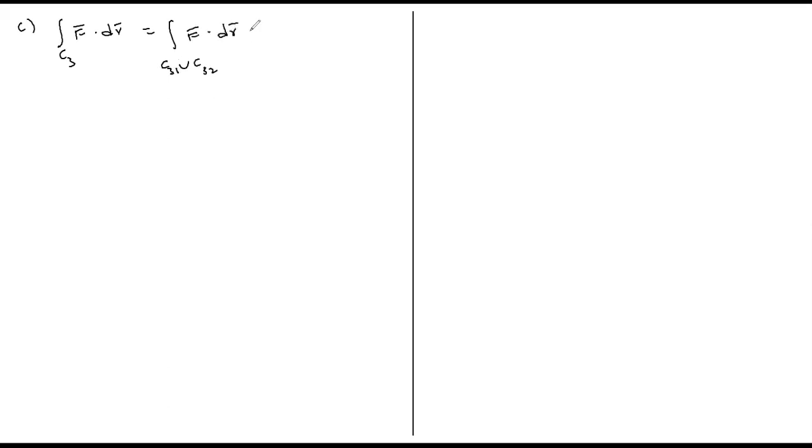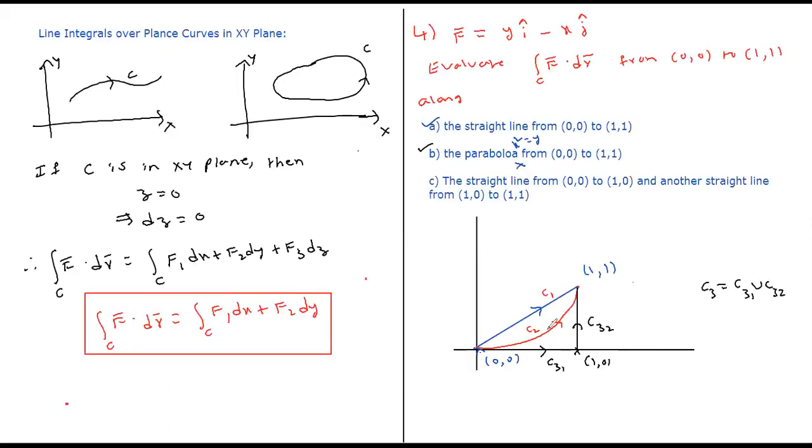Okay. So this is nothing but the integral over C31 of F bar dot dr bar plus the integral over C32 of F bar dot dr bar. Is it okay? If you have a piecewise smooth curve, these two, C1 and C2, are smooth curves, whereas C3 is a piecewise smooth curve. It is composed of two smooth curves.